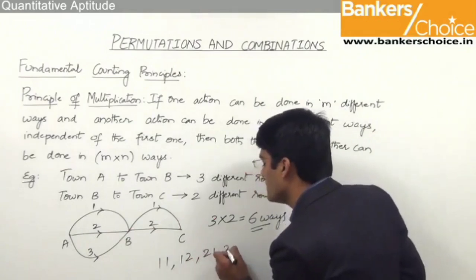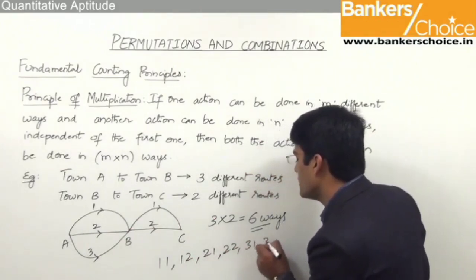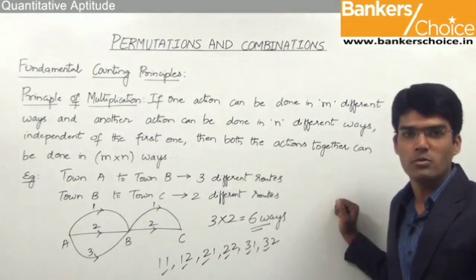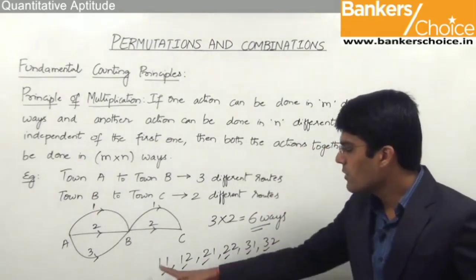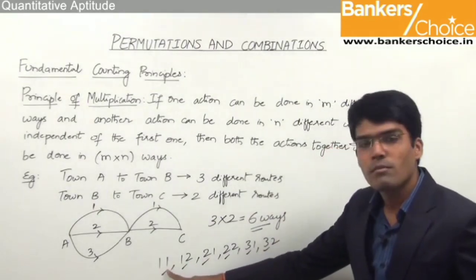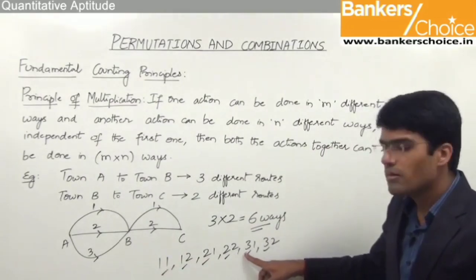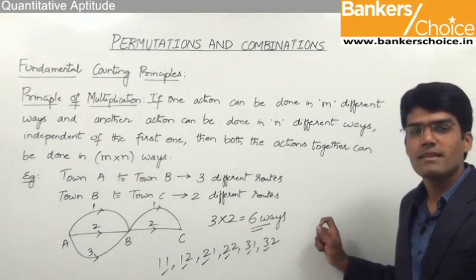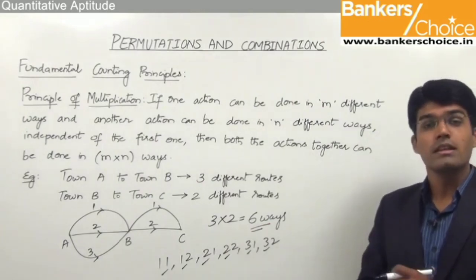Then similarly we can have 2, 1; 2, 2; 3, 1; 3, 2. So these are the 6 different routes in which a person can travel from town A to town C through town B. Route number 1 from A to B and route number 1 from B to C. Or likewise, route number 3 from A to B and then route number 1 from B to C. So these are the 6 ways in which a person can travel from A to C through city B.